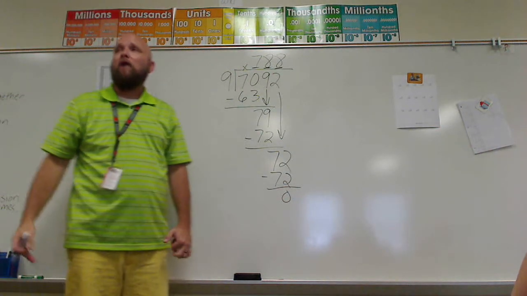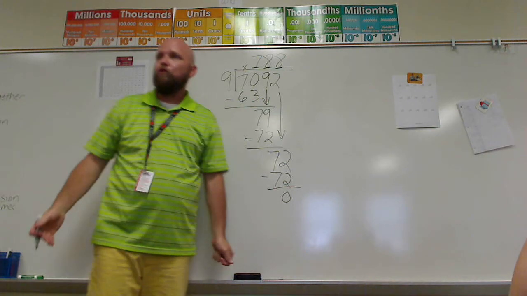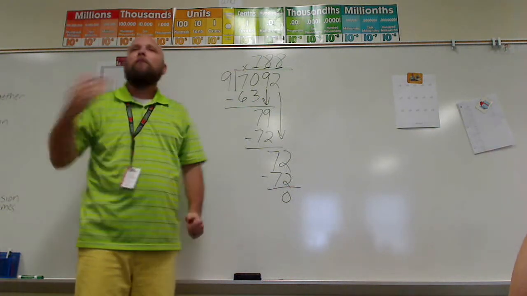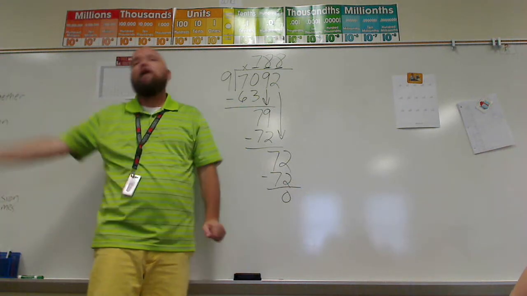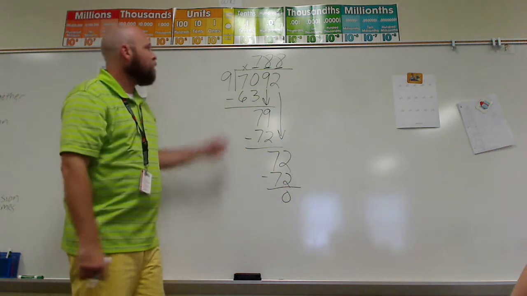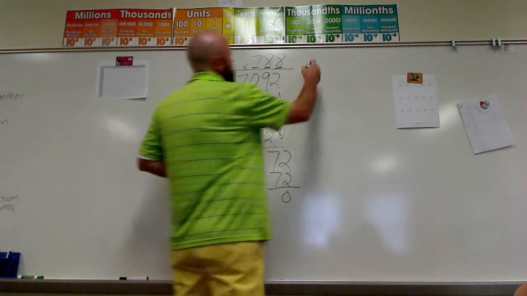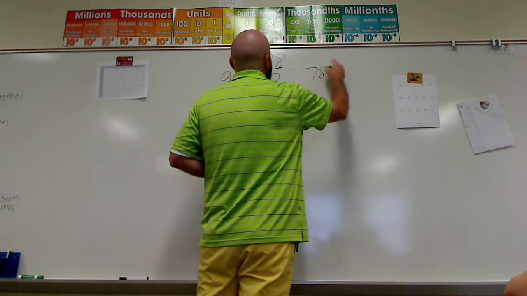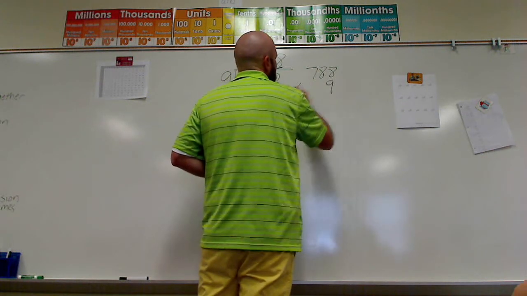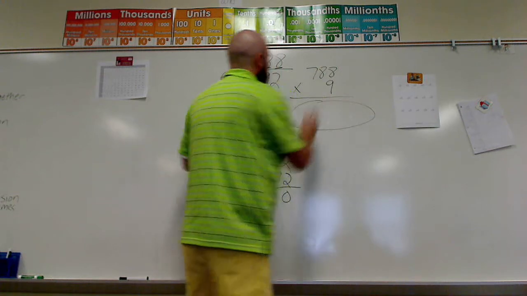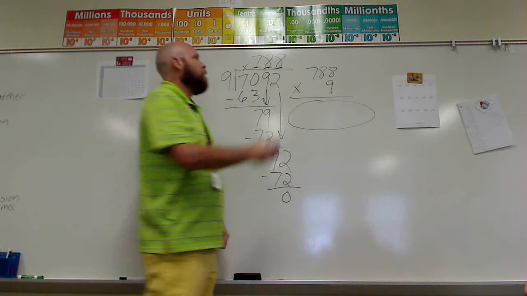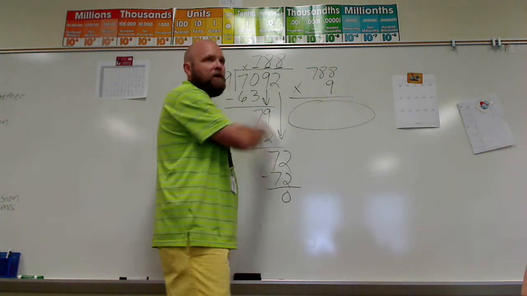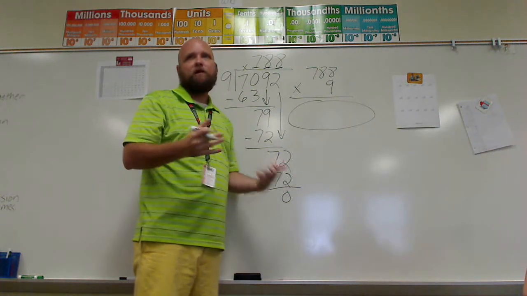Because I want my mom to buy me one new shoe, I'm going to check it by multiplying, because that's the inverse operation of division. So I'm going to find the product of 788 and 9. I want my product to be the same as my dividend. I know my multiplication because I've already done it here. Inverse means it's just the opposite.